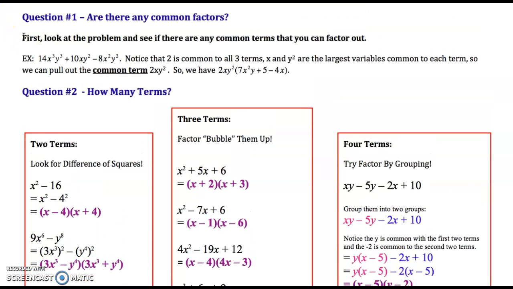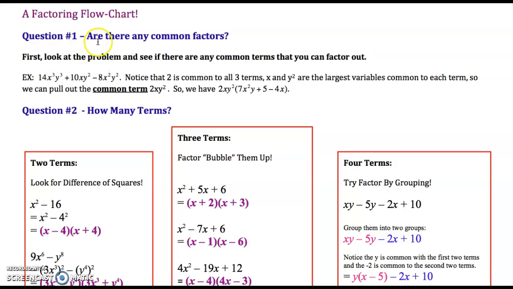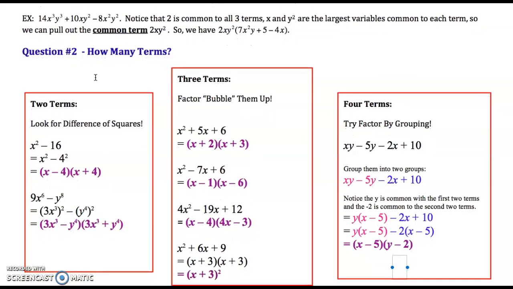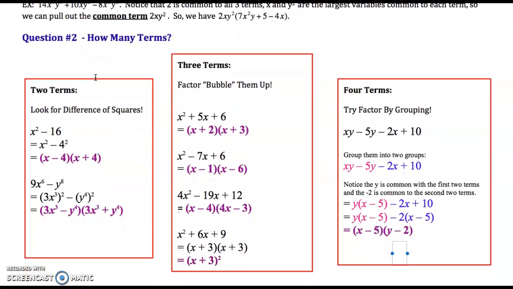So just a quick reminder, first you want to find out, can I pull out any common terms? Then number 2, I want to look at how many terms am I dealing with here. If I have 2 terms, I want to look for a difference of squares. If I have 3 terms, I can quickly bubble them up if I only have a coefficient of 1 at the front. If I don't have a coefficient of 1 at the front, if it's like a 4 or a 5 or a 2 or a 6 or something that's more complicated, then you probably want to use the AC method there.